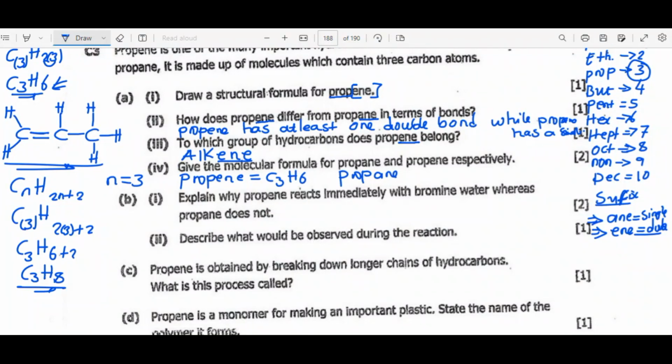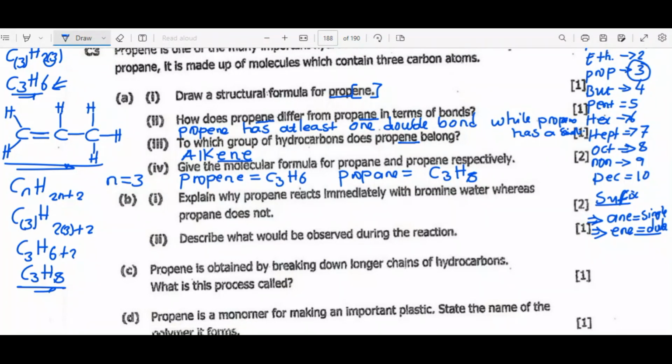So from this, we can see that the alkanes, the one with ane, has 2 more hydrogen atoms compared to the alkenes. So under the alkenes, we saw that we have 6 atoms of hydrogen, but here we have 8 atoms of hydrogen, and the pattern is repeated. If you go for the one with 8 hydrogen for propene, this one will have 10 hydrogen, so that's a pattern. Then B1, explain why propene reacts immediately with bromine water, whereas propane does not.